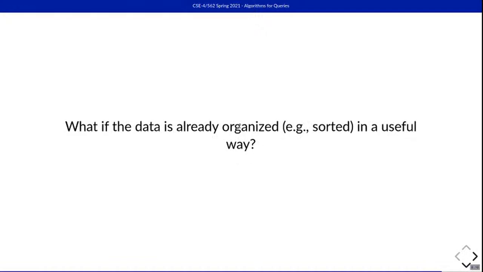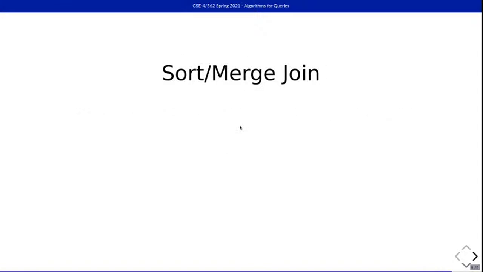Right. So there's a third option here. If we know that the data is already organized, or for example, sorted in a particularly helpful way, we can take advantage of that as well. And this is where we get to what's called sort merge join.